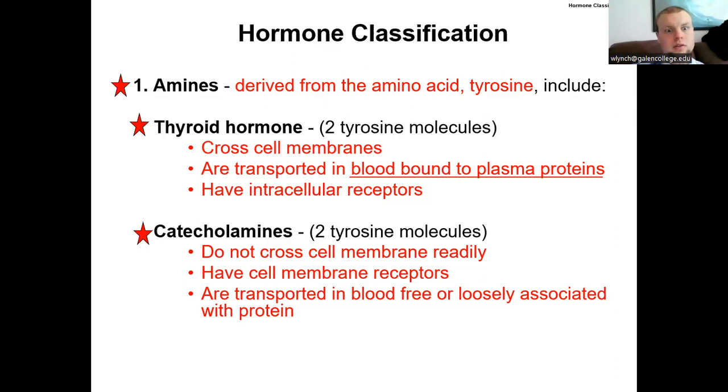Our other two are going to be the catecholamines. The catecholamines are not able to cross the cell membrane readily, so they are going to have extracellular receptors or cell membrane receptors. They're going to be a little bit smaller than the thyroid hormones, so they don't need as much transport help within the blood, so they can be transported in the blood as free molecules, not bound to anything, or they can become loosely associated with cellular proteins.